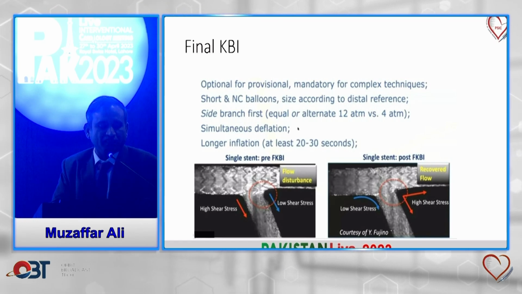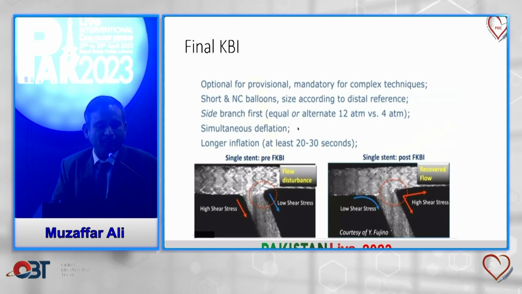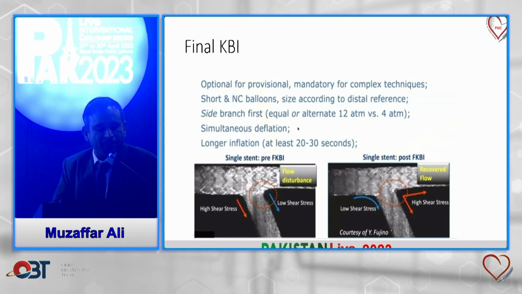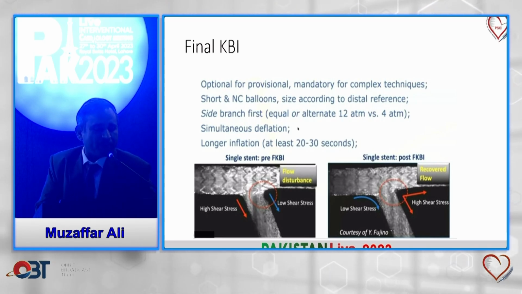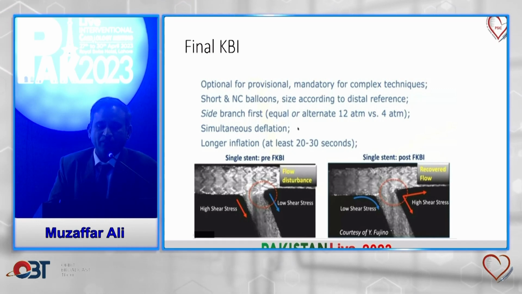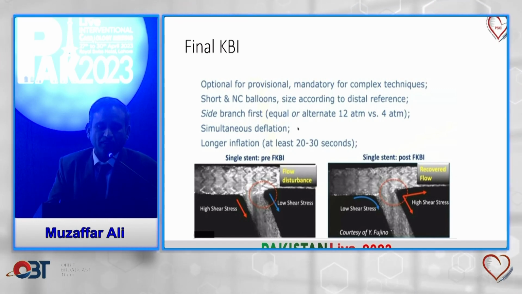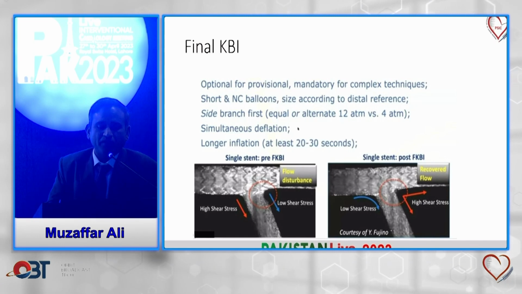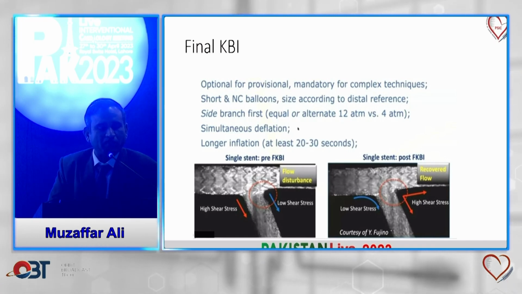And look at the first picture when the single stent was placed in the main vessel. There is pre-KBI high shear stress proximal to the branch vessel. But after post-KBI, look at the lower shear stress and opening of the struts toward the side branch after final kissing balloon inflation.